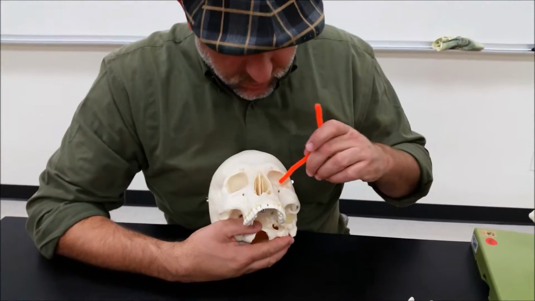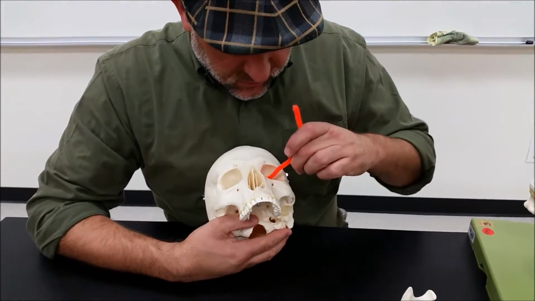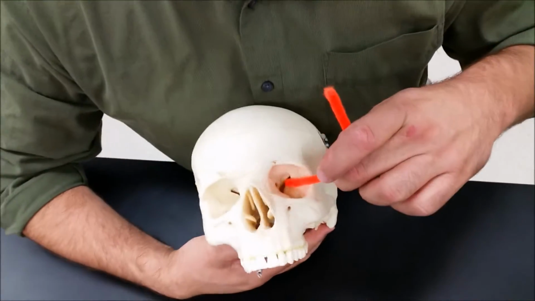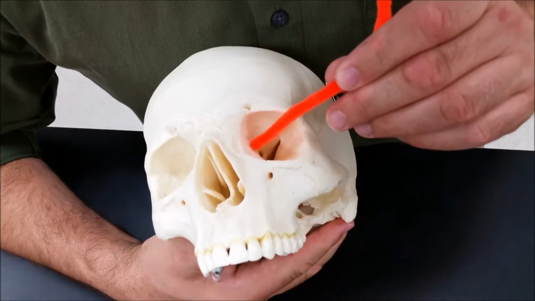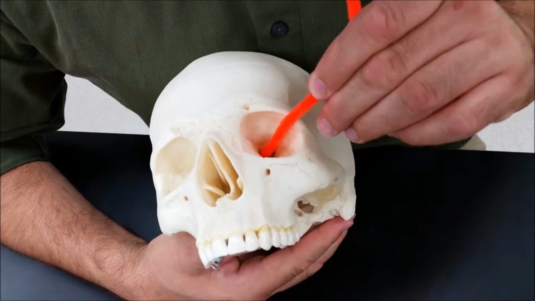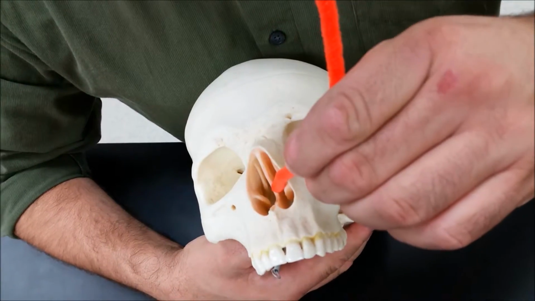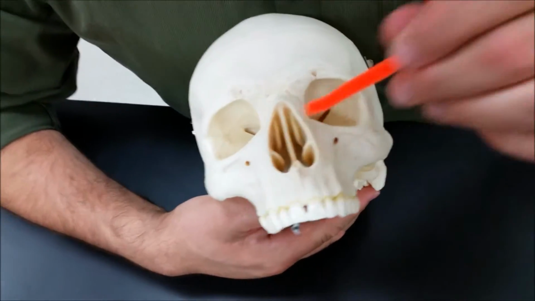You can also see the sphenoid bone, the greater wing here. And over here you have the ethmoid, which you can see part of it here, and you can see the perpendicular plate of the ethmoid bone here.